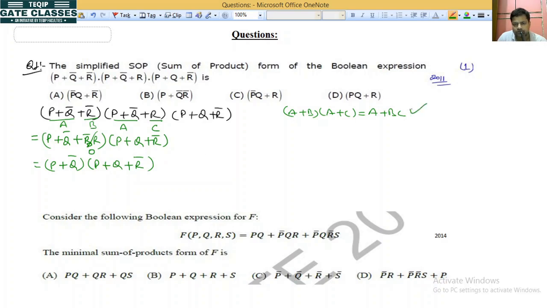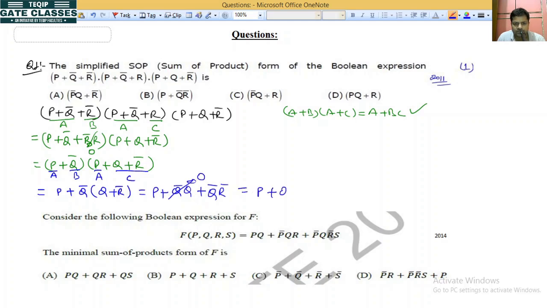This is a very important formula, always remember. So again, this is a, this one is b, this is a, this one is c. Again we apply the same formula. So it will be a plus bc, this is q bar, q plus r bar. So it will be p plus q bar q plus q bar r bar. So it will be 0. So the answer will be p plus q bar r bar. Which option? P plus q bar r bar, B option. It came in 2011 GATE.